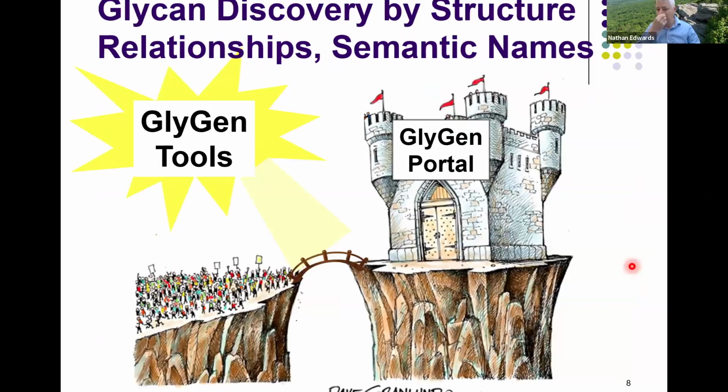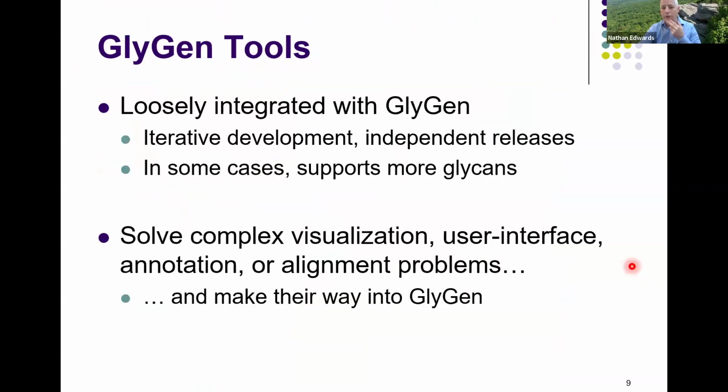So many of the tools that I've been working on in this context are trying to address this problem. They're trying to give alternative ways for users to find the specific glycan structures that they are interested in by both making the structural relationships between these structures very clear and by attaching human conceptual semantic names to those structures.